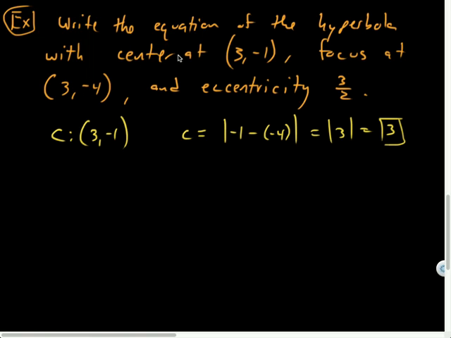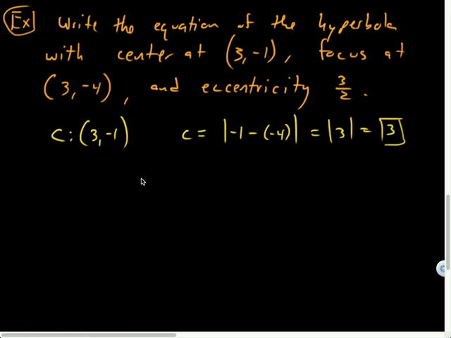You could actually find the other focal point if we wanted by, looks like this, subtracted 3 from the y-coordinate. So if I added 3 to the y-coordinate, I could find the other one. 3, 2 is another focus. But I don't actually really need that, I don't think, to find the equation anyway. Let's see, I know c. What else do I know?